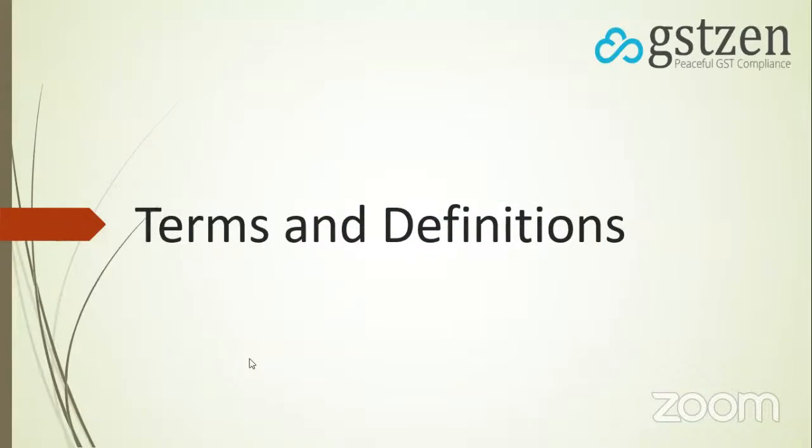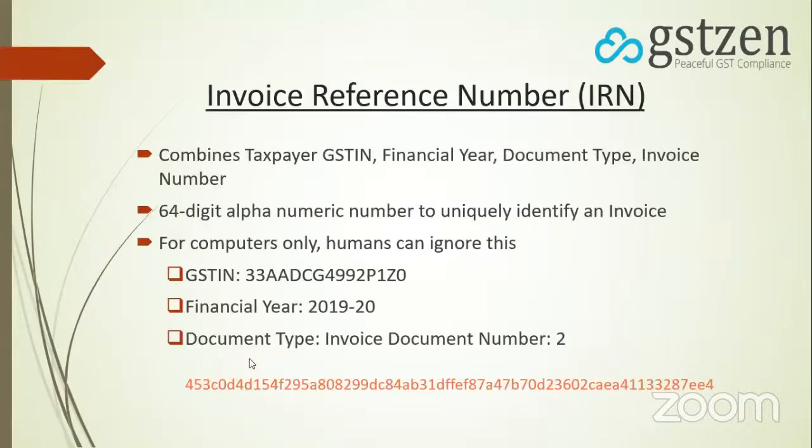Let's look at some of the important terms and definitions in e-invoicing. Now, we keep on hearing the term IRN, that is invoice reference number. What is IRN? It is a 64-digit alphanumeric number used to uniquely identify an invoice. It uses a combination of taxpayer GST number, financial year, document type, and invoice number.